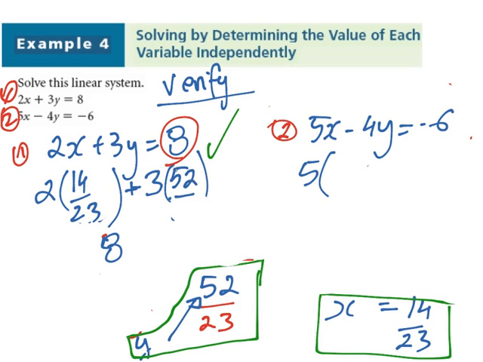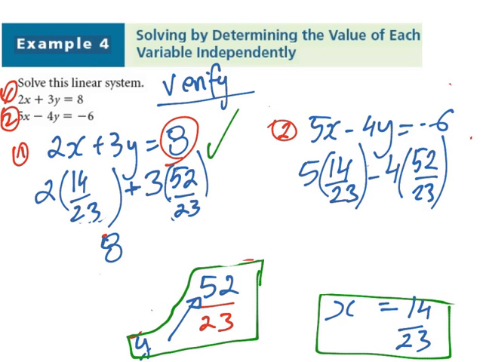It does equal 8. You just have to plug in your calculator. So now x is 14 over 23. Y is 52 over 23. And you plug in this equation, we're looking for the value of negative 6, and indeed it is negative 6. So it is verified twice. And this concludes the elimination method enrichment lesson.